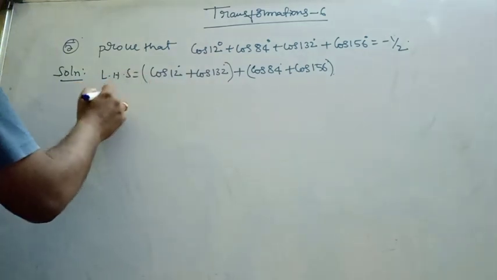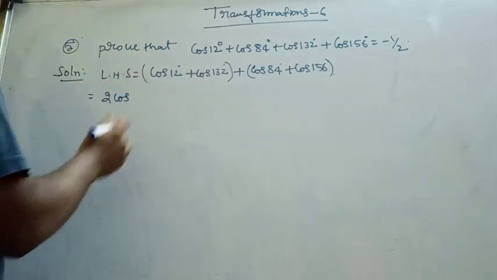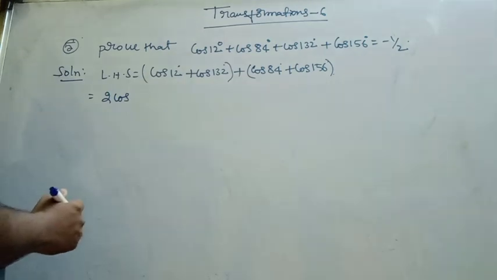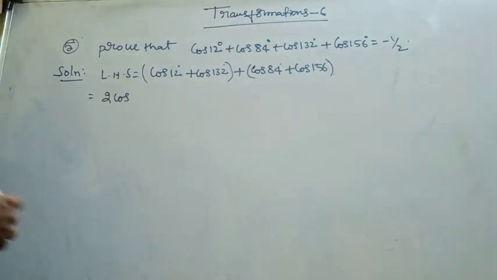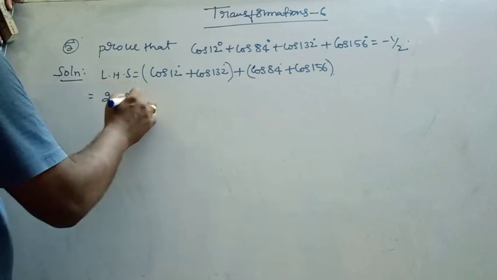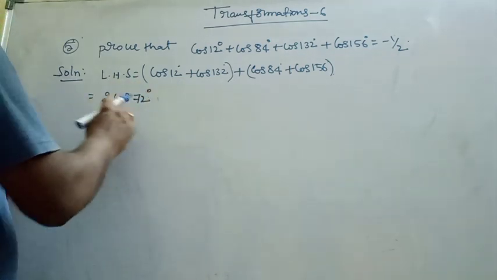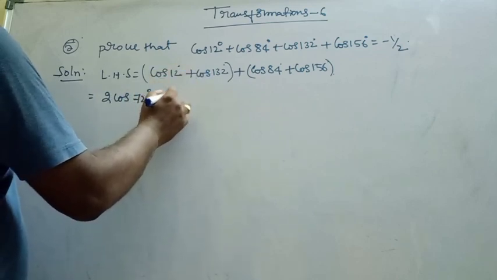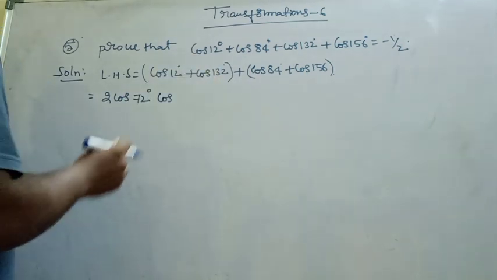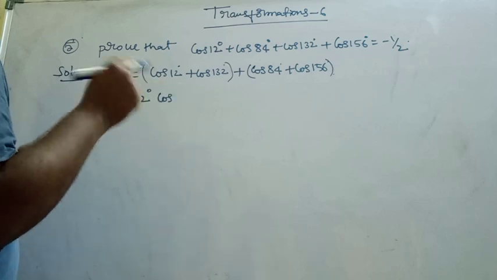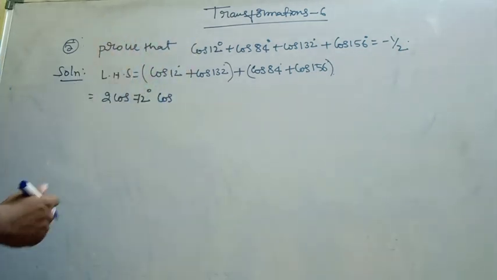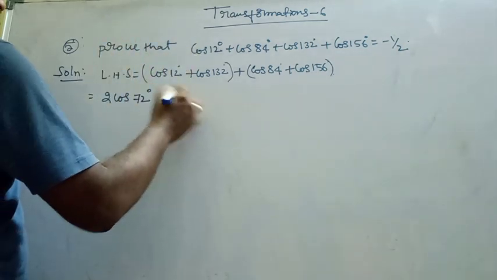Cos C plus cos D is nothing but 2 cos (C plus D) by 2, cos (C minus D) by 2. 12 plus 132, that is 144, by 2, that is nothing but 72 degrees, so 2 cos 72 degrees. Then 12 minus 132, that is minus 120 degrees. Cos of minus theta becomes cos theta, so that is cos 60 degrees.